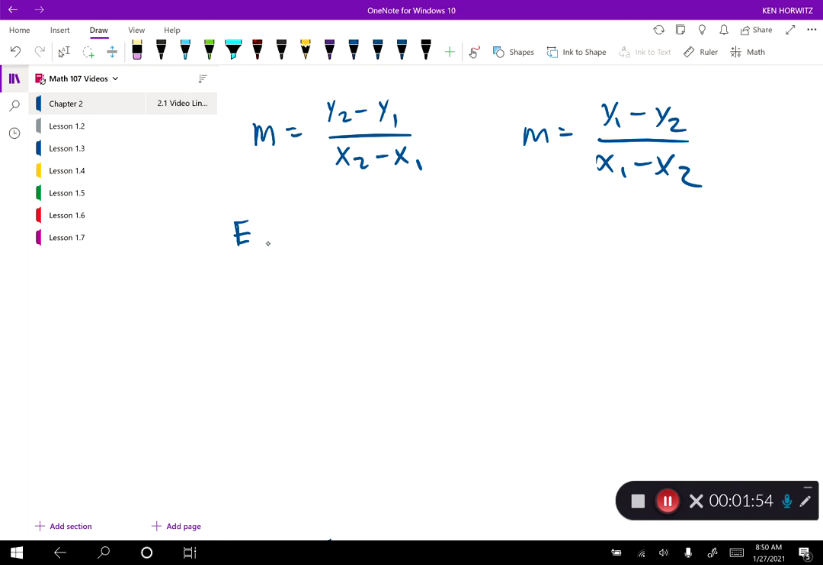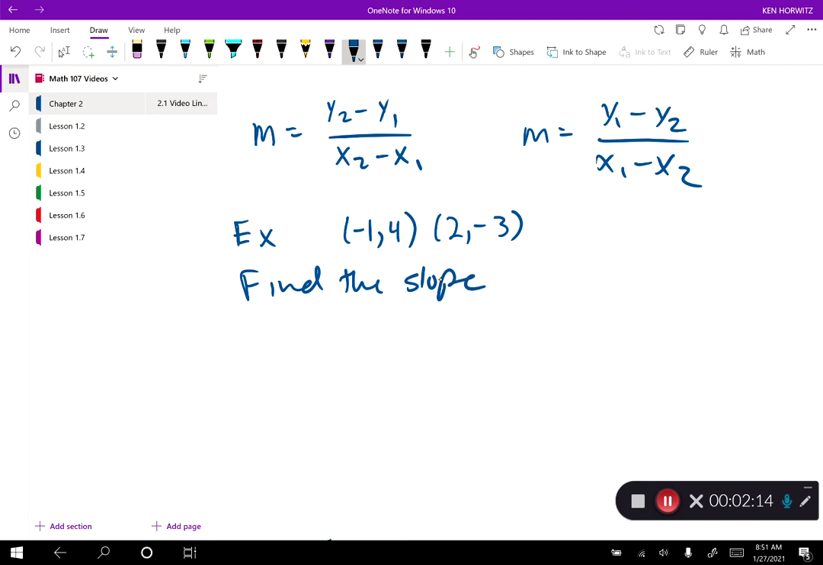So we're going to do an example, and we're going to find the slope of the line containing the points (-1, 4) and (2, -3). It really is a plug and chug type of thing. So I'm going to ask you to pause the video and plug in your numbers, and see for yourself: do you get the same answer with both versions of the formula, or a different answer? And we will talk about it on the back end.